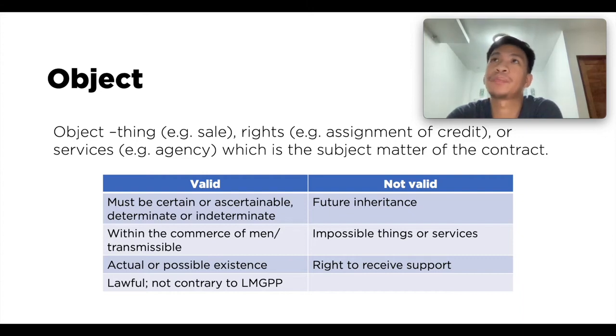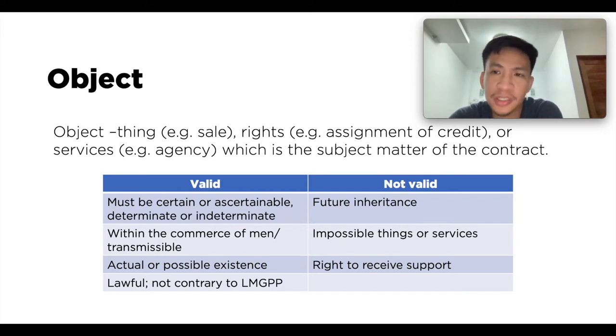Ano? For example, bili ka na ng lupa. Pero you don't know kung anong lupa yon, kung saan, kung gaano kalaki, walang specifics, ano? Hindi mo ma-certain. Well, in that case, aling lupa yung binibenta niya, di ba? So, you must be certain kung ano yung object ng contract. Okay, it must be certain or at least ascertainable. Yung pwede mong separate it from other things. Okay? So it must be within the commerce of men, or it must be transmissible.